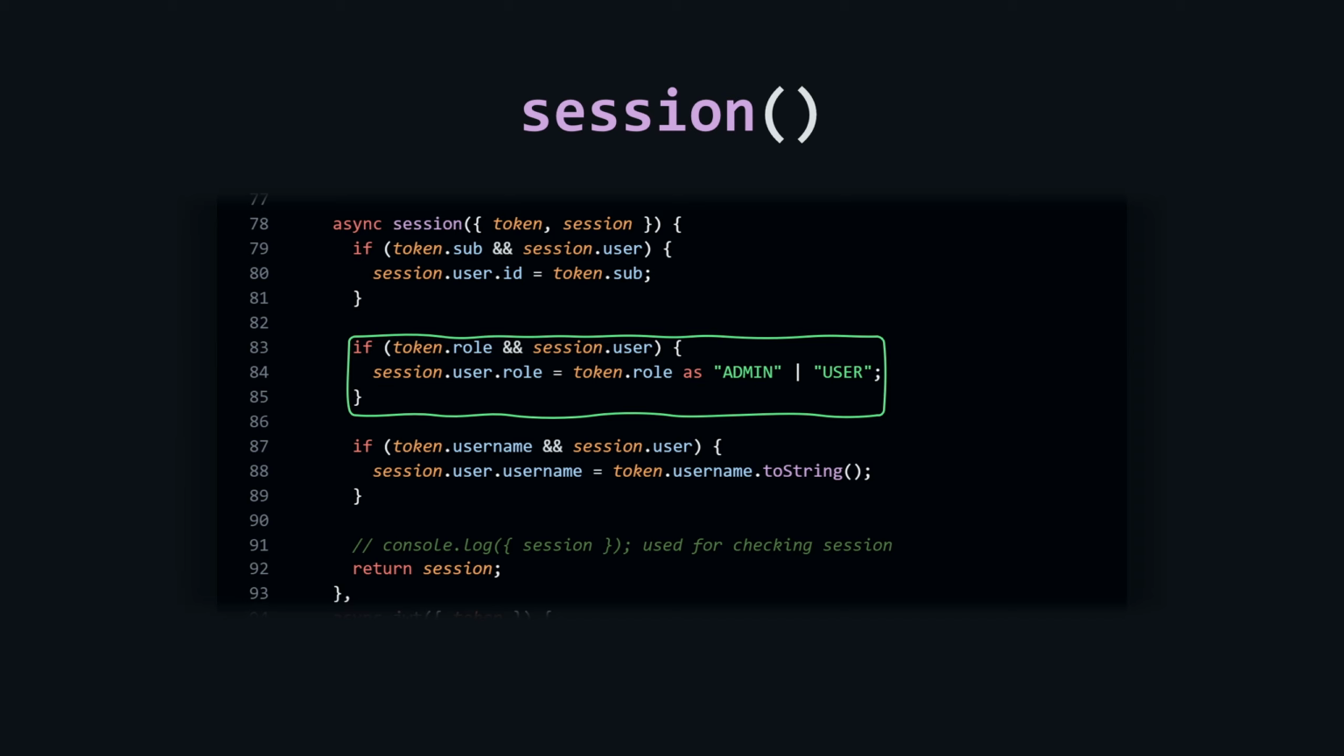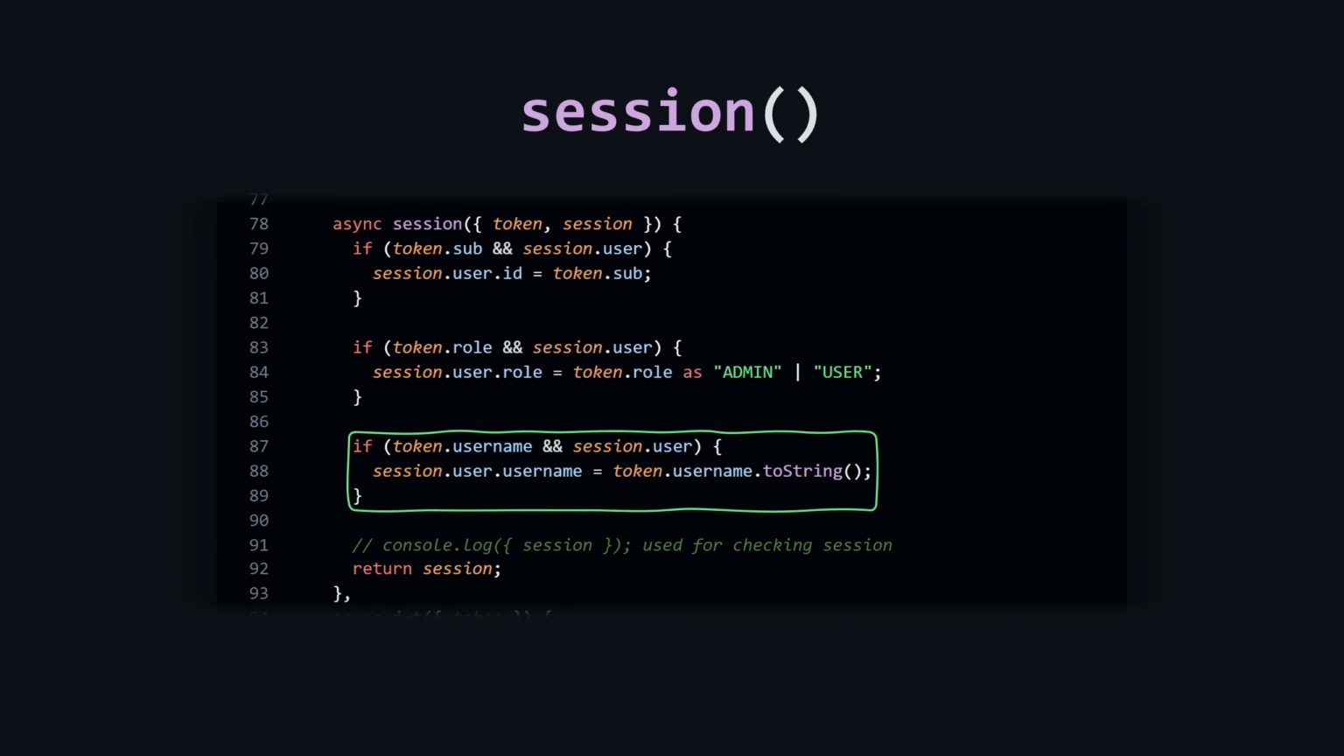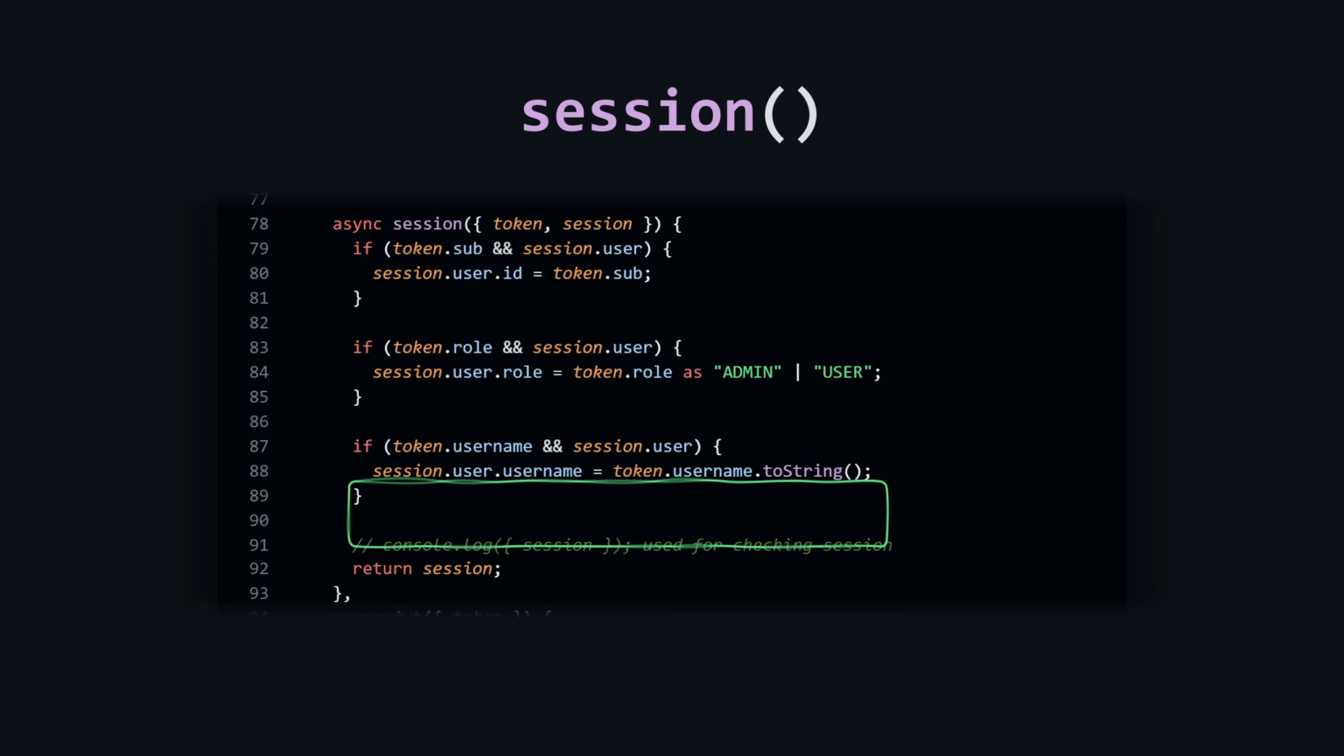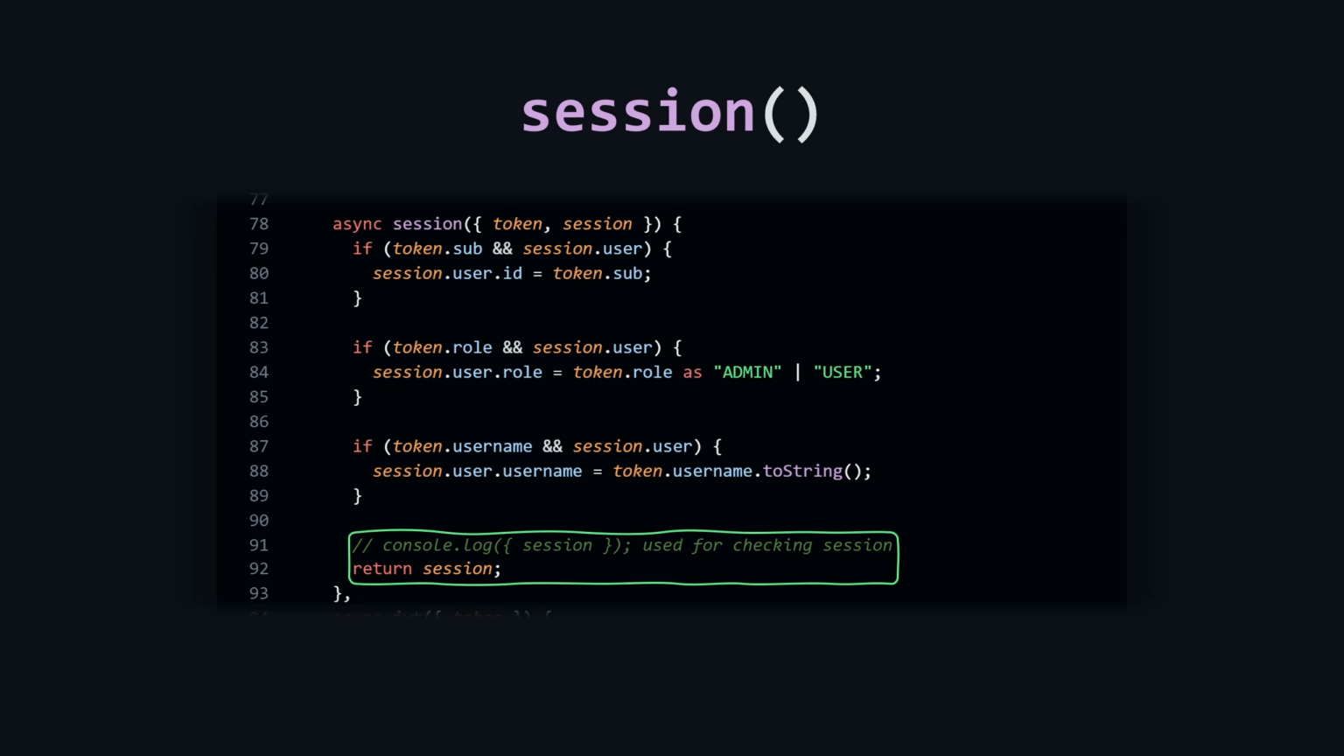when it's not really a problem. And then lastly, again, we're going to do the same thing, but with usernames, where again, we're going to set the session username to be the token username. We're going to just change it so it's a string. And then lastly, we're going to return the session. Once again, there's a console log for checking the session, matching things up and seeing it, but that's just for if I need to check it. So it's commented out, and then we just return the session. So that's the session function. So overall, that is the callbacks that we're using.